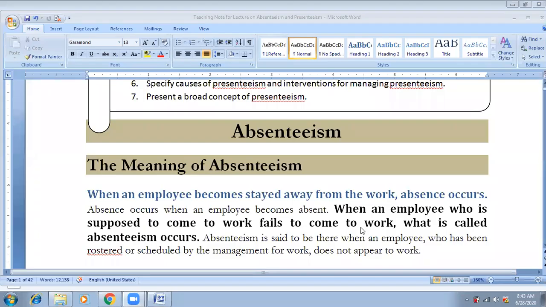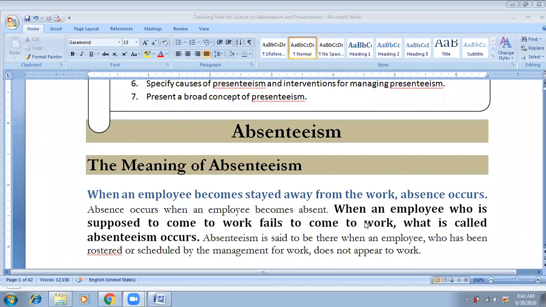The meaning of absenteeism. When an employee stays away from the work, absence occurs. So that everyone can understand the meaning of absenteeism. It's not a big thing, but scholarly, there is a difference between absenteeism and absence. That difference you are supposed to learn. Absence occurs when an employee is absent from the work, from the organization, normally from the work.